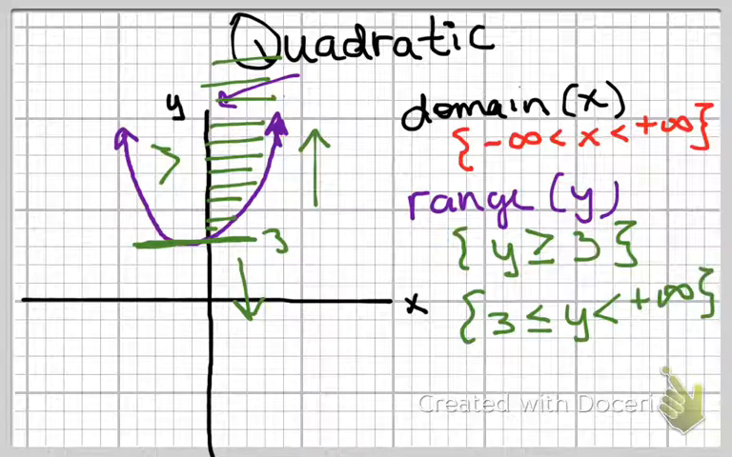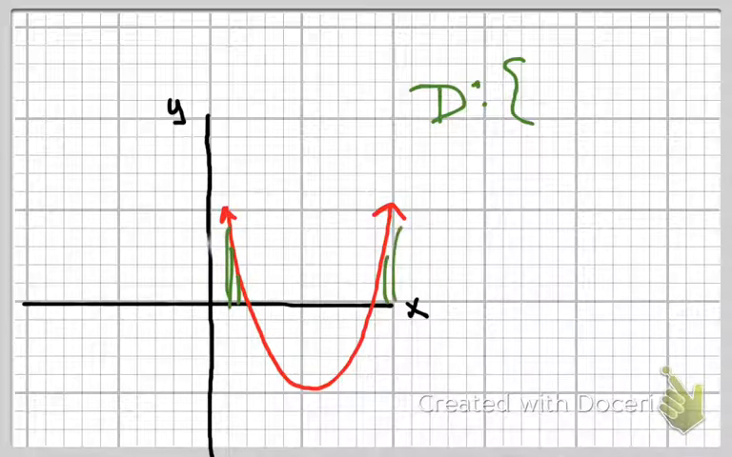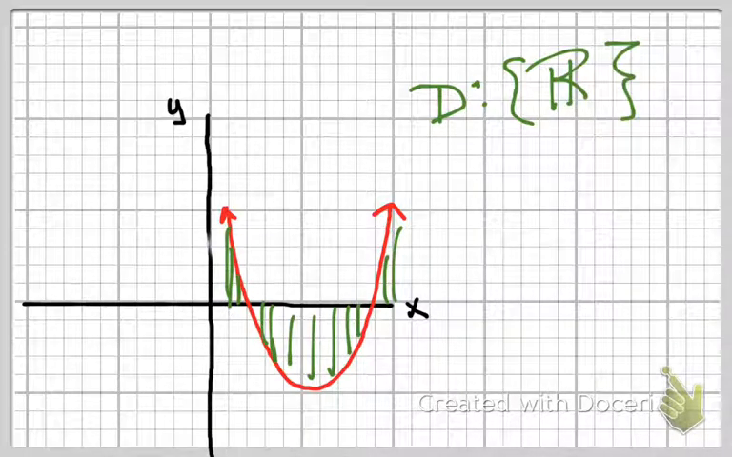We could write it that way as well. So let's try another one. Alright, so here's one. So my domain, I'm going to look. Do I see arrows? Yes. So that means no matter what x value I pick, I'm going to touch the parabola. So that would be all real numbers. So this time using the double bar, just so you can see the difference in the two.